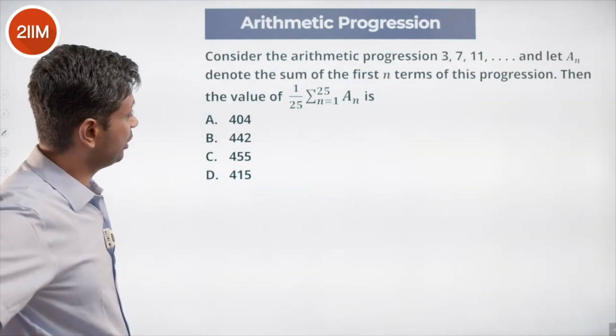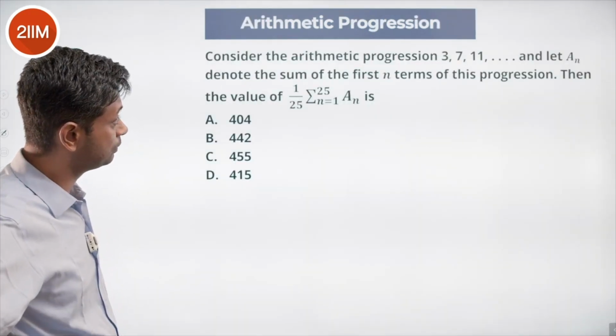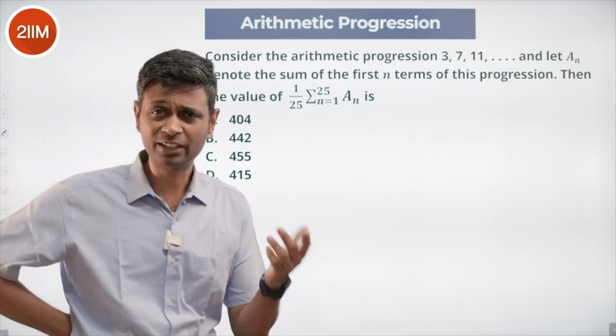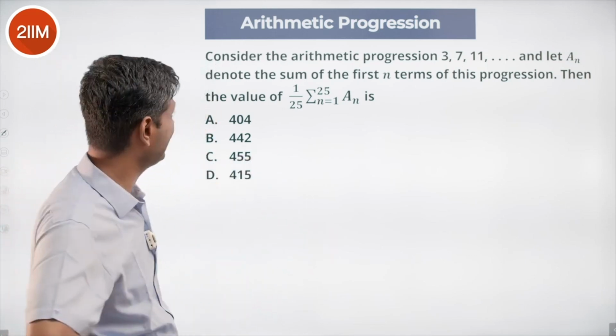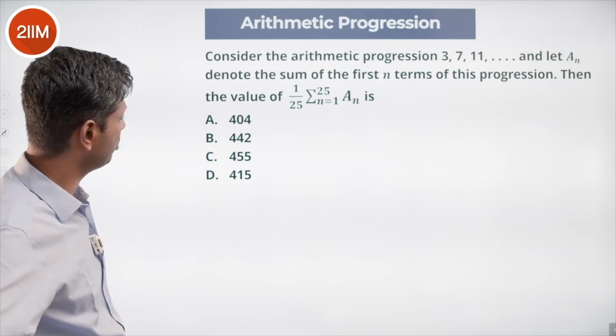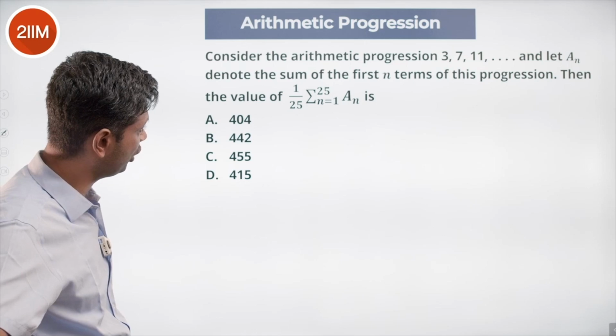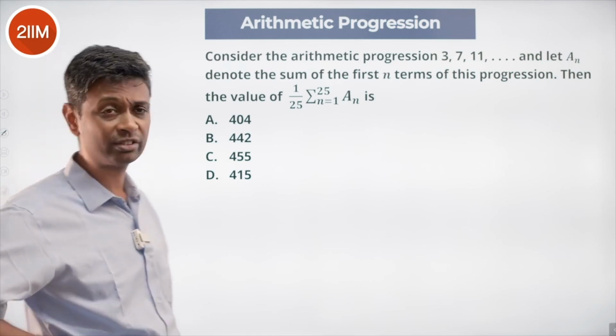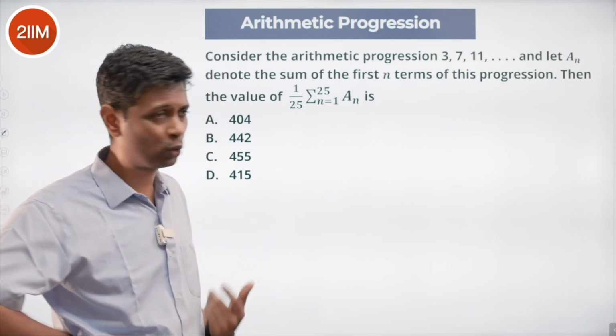Beautiful question. Consider the arithmetic progression 3, 7, 11, 15, 19, etc., plus 4, plus 4, plus 4. And let a n denote the sum of the first n terms of this progression. Then the value of 1 by 25 summation n equal to 1 to 25 of a n is. Very nice. We'll do the brute force method.